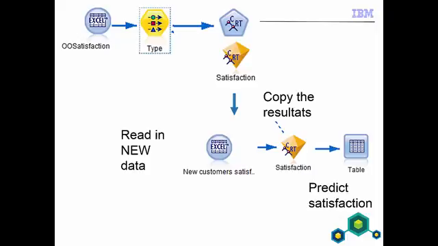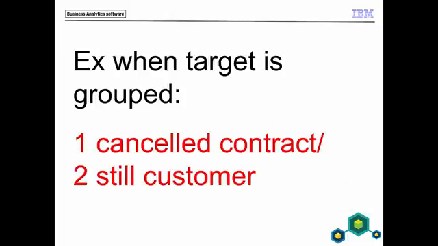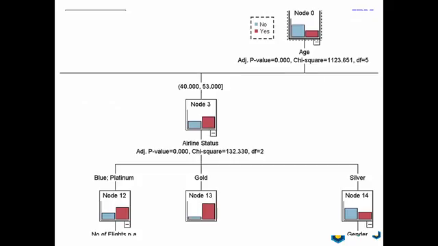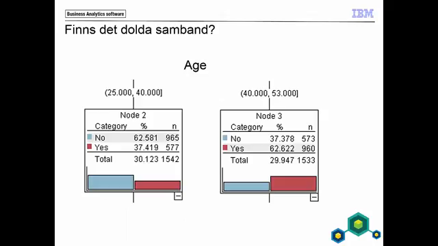What about if you have a target variable that is grouped instead, like churn, not churn? So here is an example when the target is grouped. So I have two groups, cancelled or still customer. What is the most important to explain why customers cancelled their contract? Here is the result. And it's a very big tree, so I have to go into it a little bit in detail here. If we have a look at node 3 here, we can see that it's the age between 41 and 53, and node 2 is 26 to 40 years old. So we can see here is a big difference.